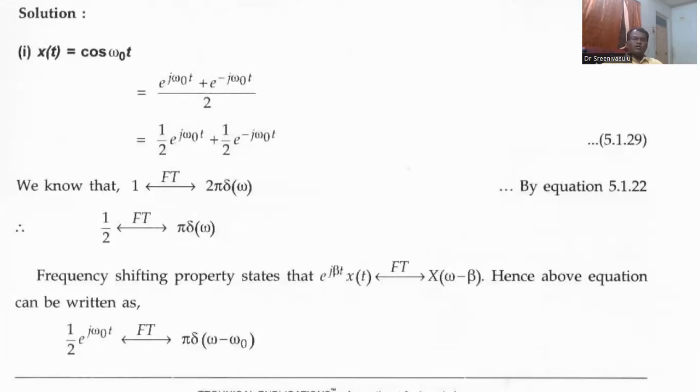Instead of applying the Fourier transform directly, you can express this cos function in terms of exponentials. So we know cos omega naught t is equal to e power j omega naught t plus e power minus j omega naught t by 2. Then if we apply the Fourier transform on both sides, x of t goes to x of omega. Now the Fourier transform of e power j omega naught t, we are going to calculate from Fourier transform properties.